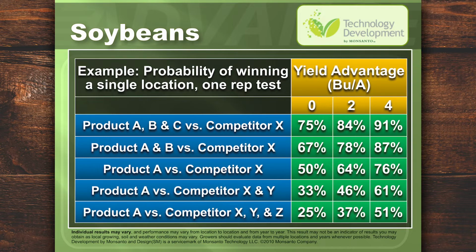And that's in one location, one situation. If you have a variety that has a 4-bushel advantage, one variety against 3 competitors, only 51% of the time will you show that 4-bushel advantage. So you have to look at data uniquely.